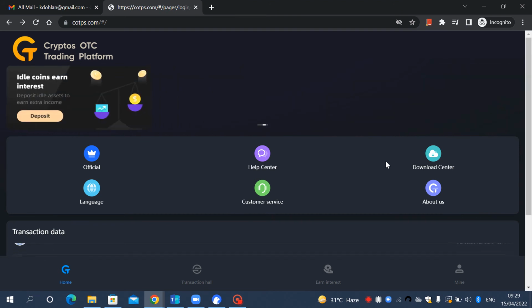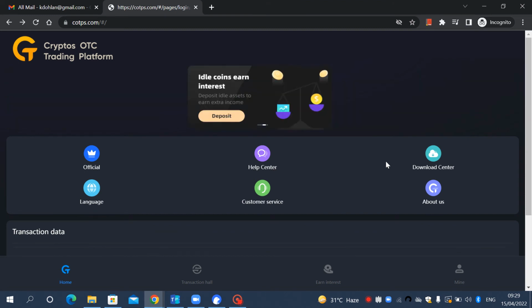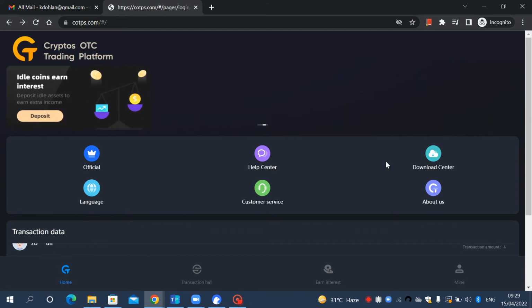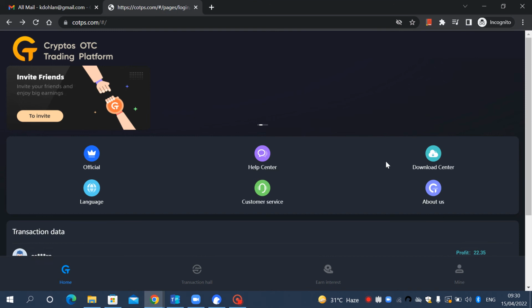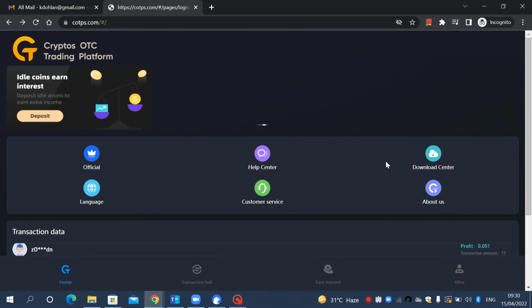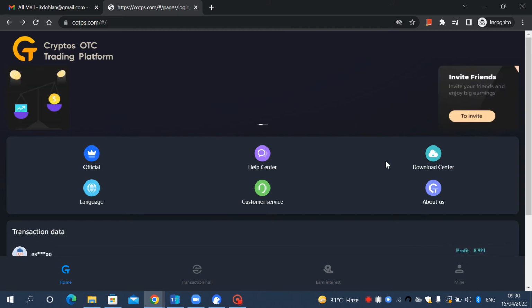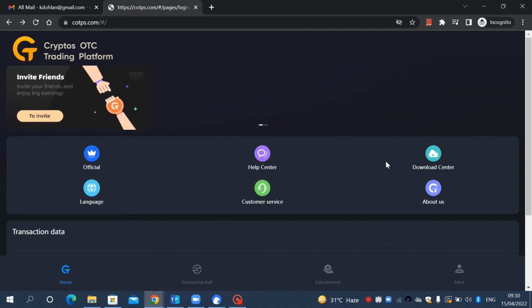And it's not like it is not a legit app. This is working since 2 years, and many investors have earned huge profit from this app. So guys, you can also start with minimum $10. You can start investing on this platform.